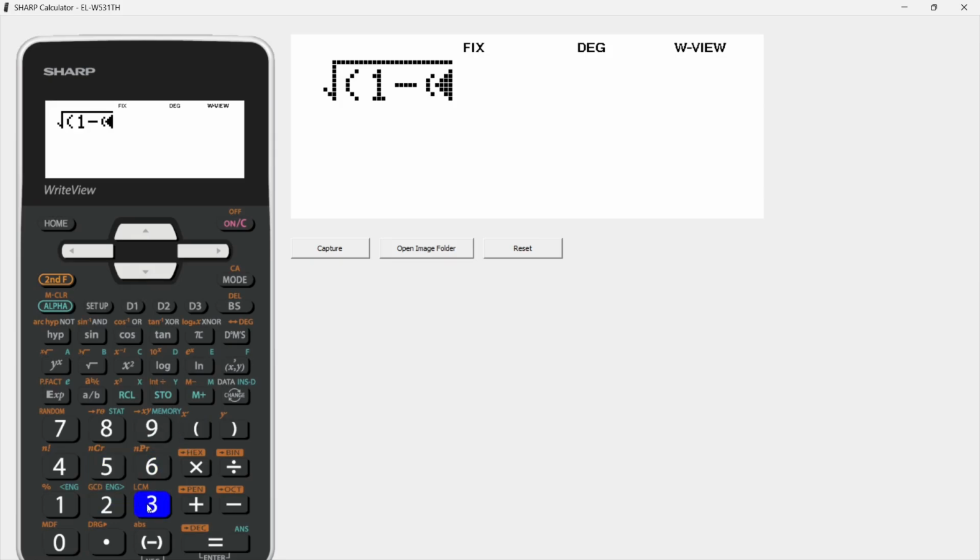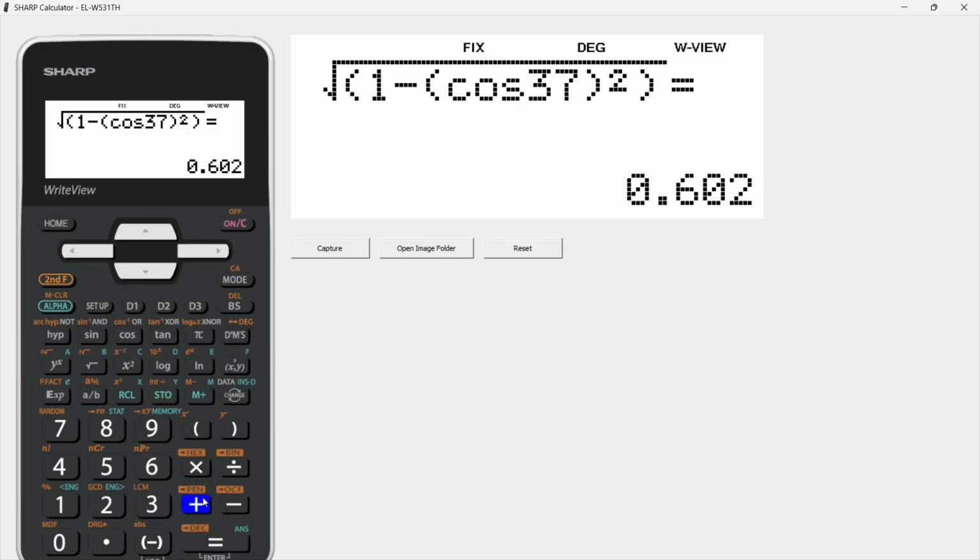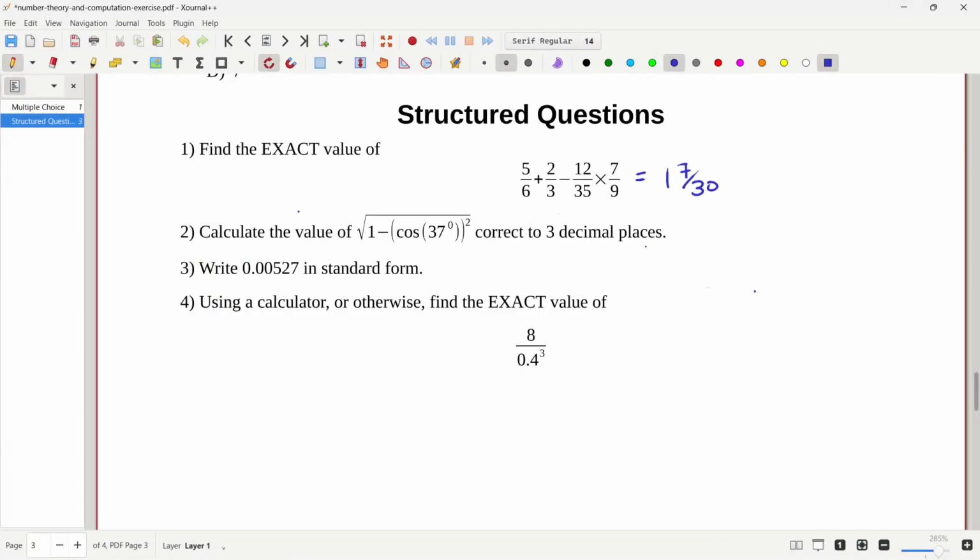I'm going to put the cos of 37. Now, because my calculator is set to DEG, it's going to assume this value of 37 is in degrees. Then I'm going to close the bracket. I'm going to square that with the x squared button, and then I'm closing off that bracket. And notice how the square root sign extended to show me everything that I'm square rooting. Some calculators, as I said, don't have that. Now all I have to do is press my equal sign, and I got my answer, 0.602. So the answer to 3 decimal places is 0.602.